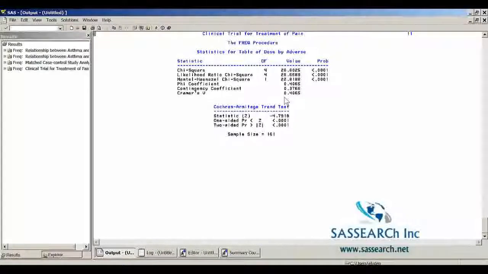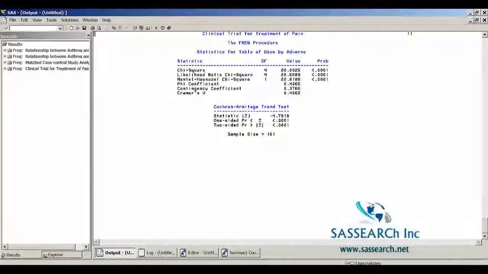Some statisticians believe that the Mantel-Haenszel chi-square test is not the best test to use since it tends to result in significant trends even for relatively minor changes in proportions. Of course, in this example, both the Mantel-Haenszel chi-square and the Cochran-Armitage trend test resulted in highly significant p-values.